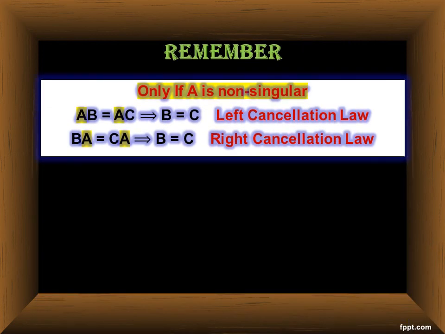Clear? Now remember, my dear children, only if A is non-singular, the left cancellation law and right cancellation law hold. That is, AB equals AC implies B equals C, or BA equals CA implies B equals C.